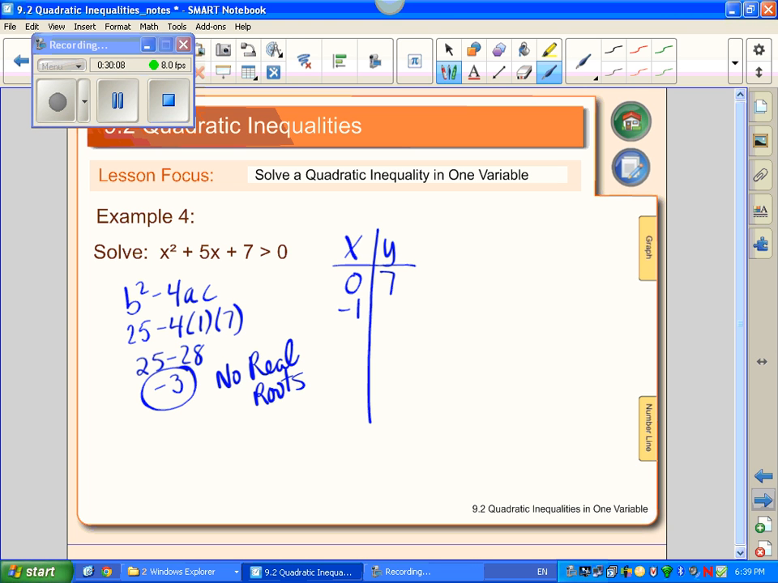I put -1 in, and I get 1 minus 5 plus 7, 3. I put in a -2, and I get 4 minus 10 plus 7, and that gives me a 1. And I put in -3, and I get a 1. Oh, right away, I know where my vertex is. I know where the vertex is going to be between -2 and -3. So -2.5. And I got my -4 then is at 3, and -5 is at 7. So using that table of values, I even know exactly what this parabola is going to look like.